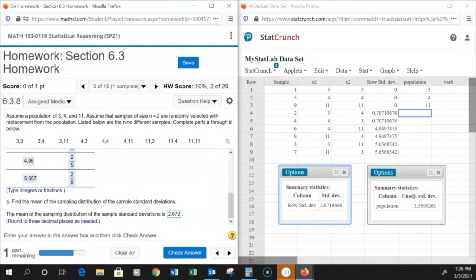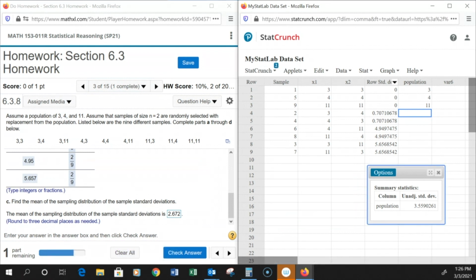2.67, the mean. I found the standard deviation of the thing. Gary, pay attention. Let's do it again.